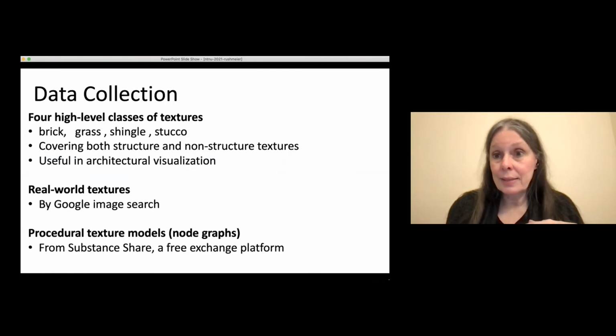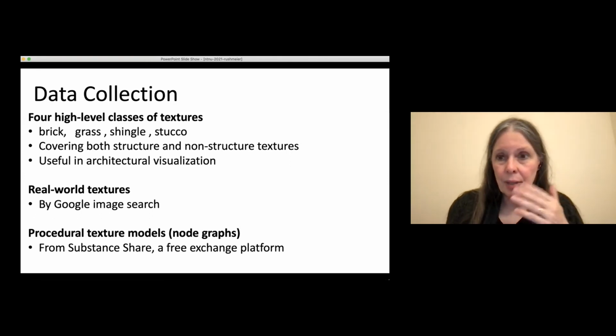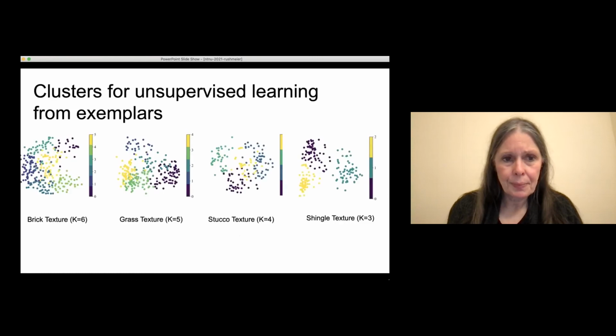For our classes, in this case, we chose brick, grass, shingles, and stucco, because those are very common materials in architectural visualization. So it's a good start for when you're designing outside scenes. We found all our real world textures for these classes using Google image search. And then we got procedural texture models, node graphs for each category, from Substance Share.